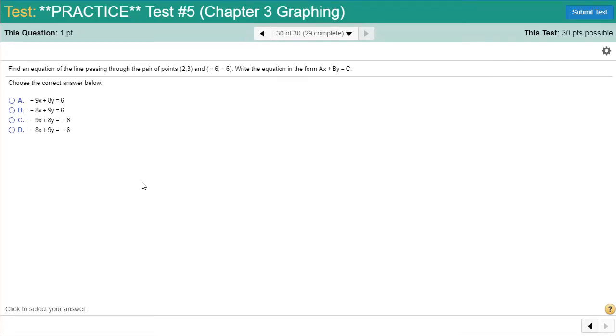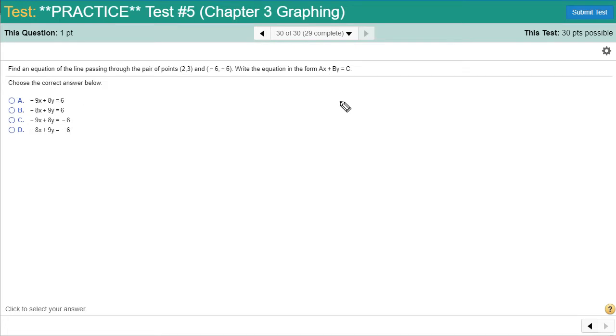All right, here we are, question number 30. We made it, the last question in our practice test, and we're asked to find an equation of the line passing through the pair of points (2, 3) and (-6, -6). This time, unlike number 29, where we wrote the equation in slope-intercept form, here with 30, we're being asked to find the equation and write our final answer in standard form, where Ax + By = C.